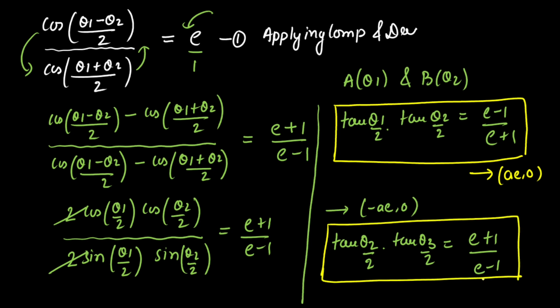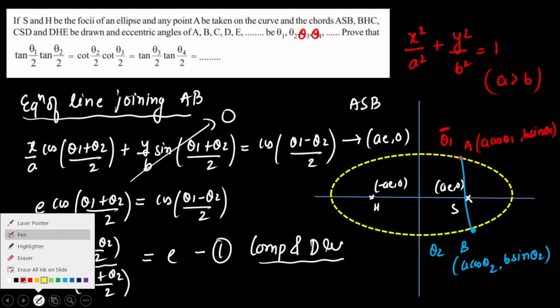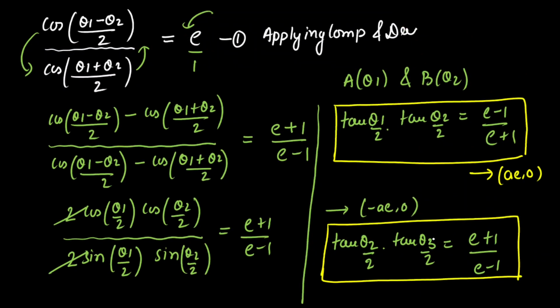Now I'll show you what the points theta 2 and theta 3 are. In the previous diagram, from point B, if I connect to one more point, let's say point C, the eccentric angle is theta 3. That is A cos theta 3, B sin theta 3. If you connect with the other point B, that is theta 2, then for this line you can write tan theta 2 by 2 times tan theta 3 by 2. Here you can write e plus 1 upon e minus 1. So these two results I got.